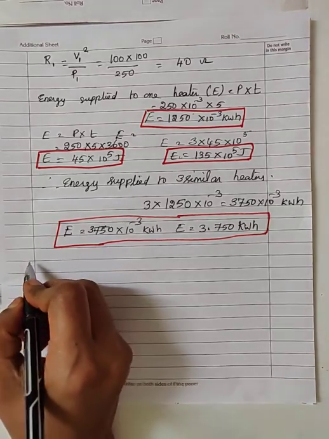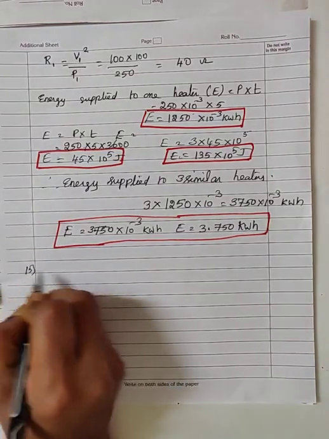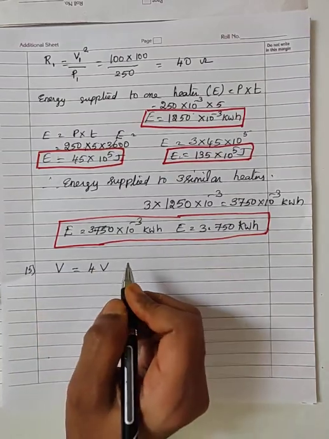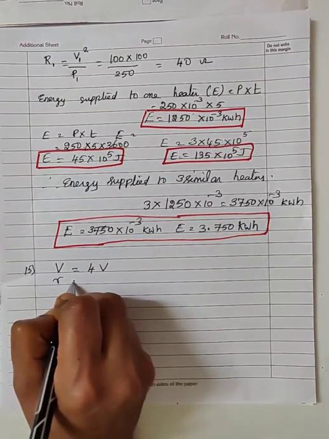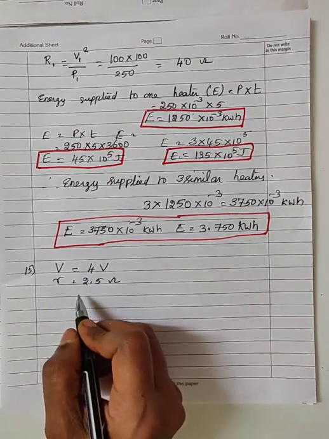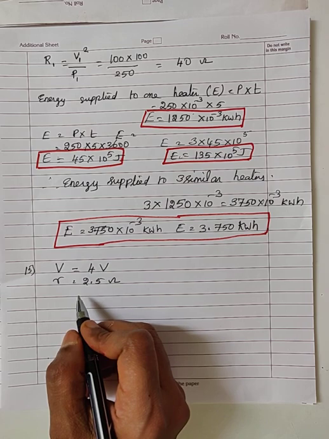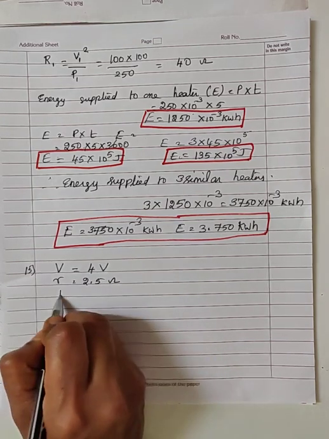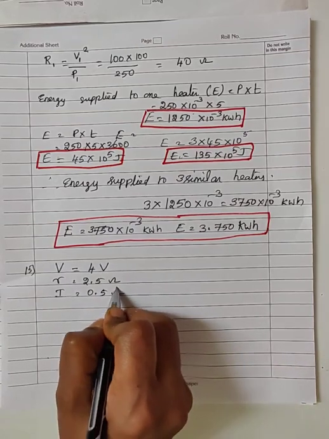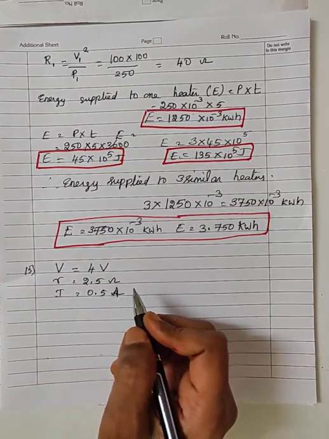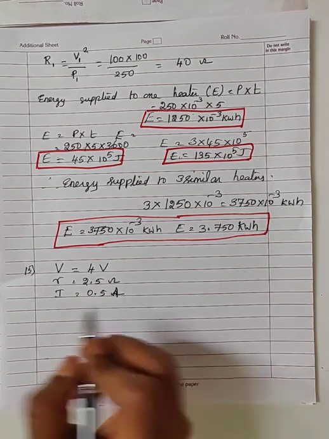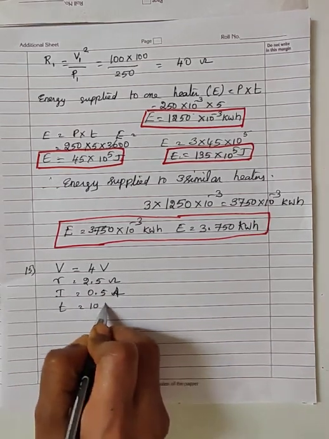In this question number 15, the potential difference V is given as 4 volt and internal resistance small r is equal to 2.5 ohm. A steady current of 0.5 ampere flows through the circuit. So current I is equal to 0.5 ampere. And you are asked to calculate the total energy supplied by the battery in 10 minutes. That is time t is equal to 10 minutes.